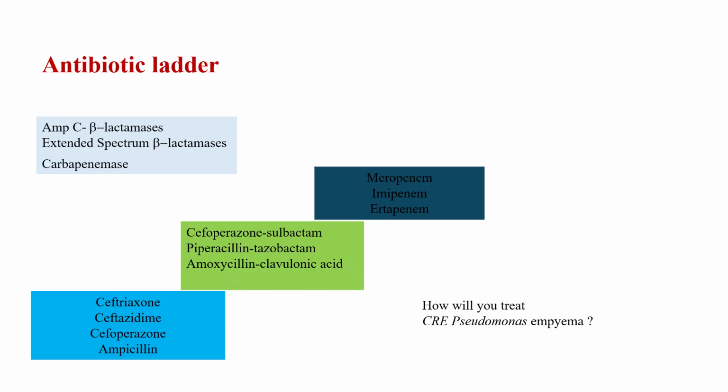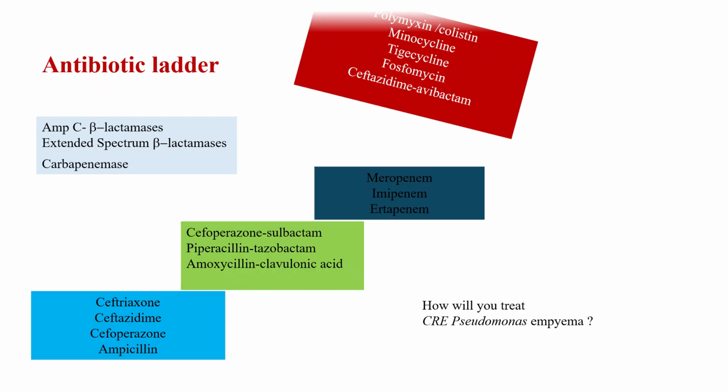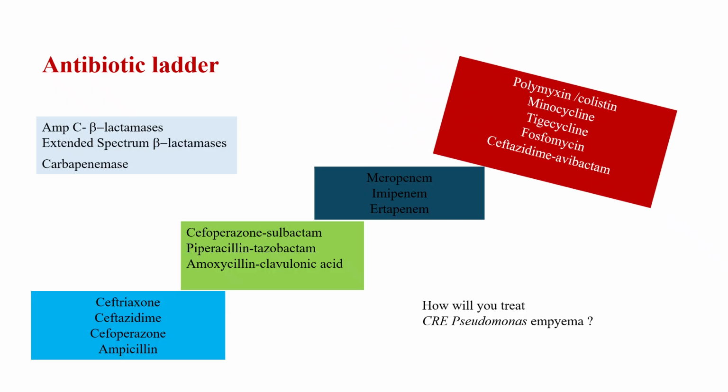So these are the common antibiotics we keep using in our practice: ceftriaxone, ceftazidime, and cefoperazone. These are third generation cephalosporins. Then you have cefepime, which we call fourth generation cephalosporin. Then you have antibiotics with beta-lactamase inhibitors: sulbactam, tazobactam, clavulanic acid. These are beta-lactamase inhibitors. Then you have carbapenems, and if your bug is resistant to carbapenems, we are left with few options. These are not beta-lactam antibiotics. Most of the times these are antibiotics from other groups of antibiotics.